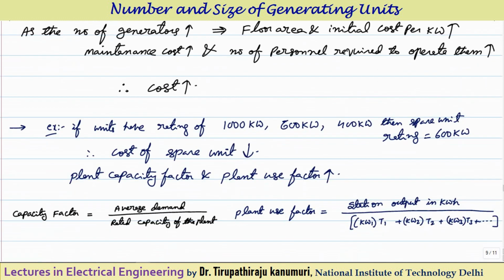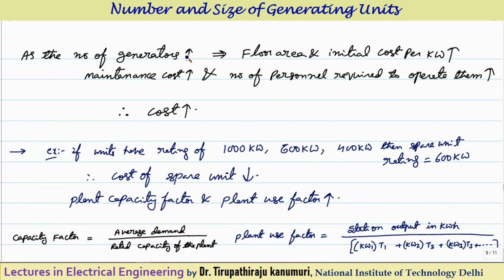So now as the number of generators is increased, because more generators are needed, between the generators we need some clearance for safety concerns, and proper space is also required. So automatically the floor area required increases. When the floor area required increases, it needs more land to install the same capacity. So automatically initial cost increases. And the second one, more generators means more initial cost per kilowatt.